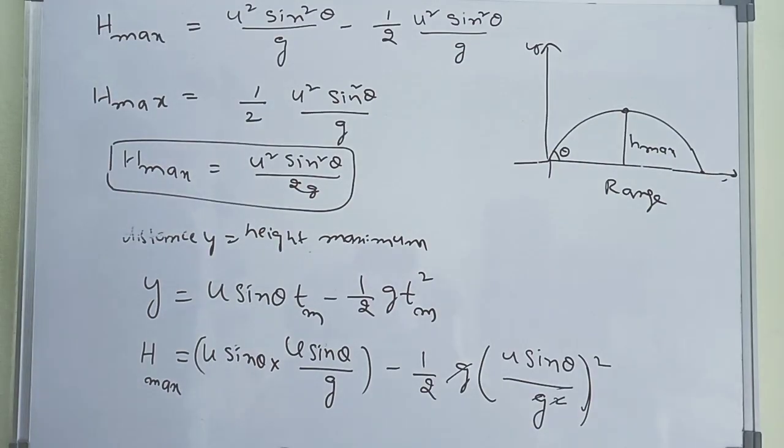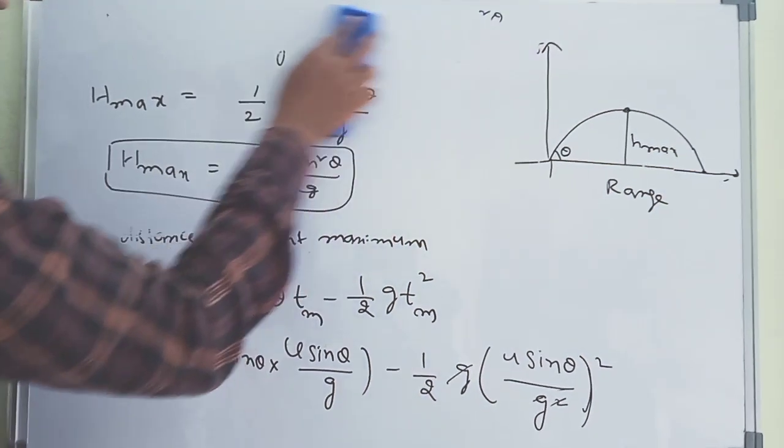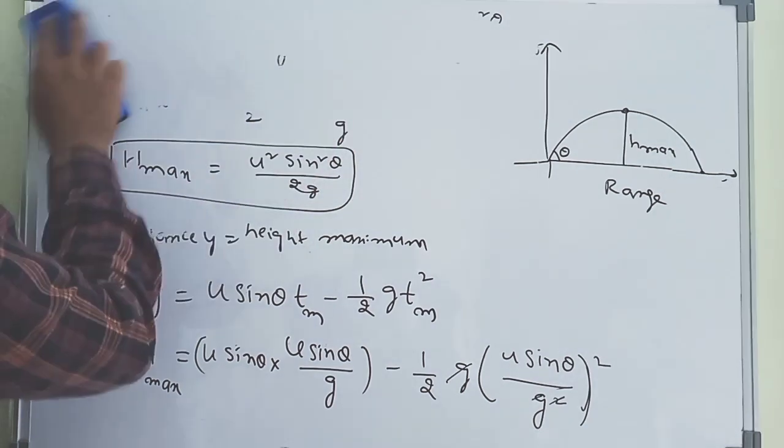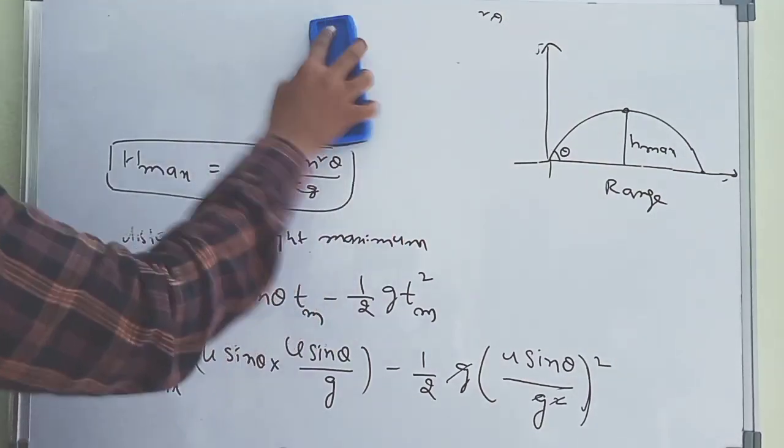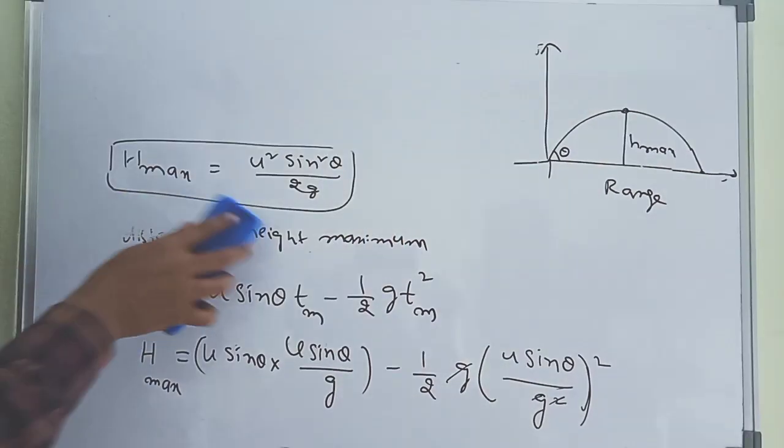So now we go with the horizontal range of the projectile. The next topic is also important, and h maximum is also important, u square sin square theta by 2g. Note it down.